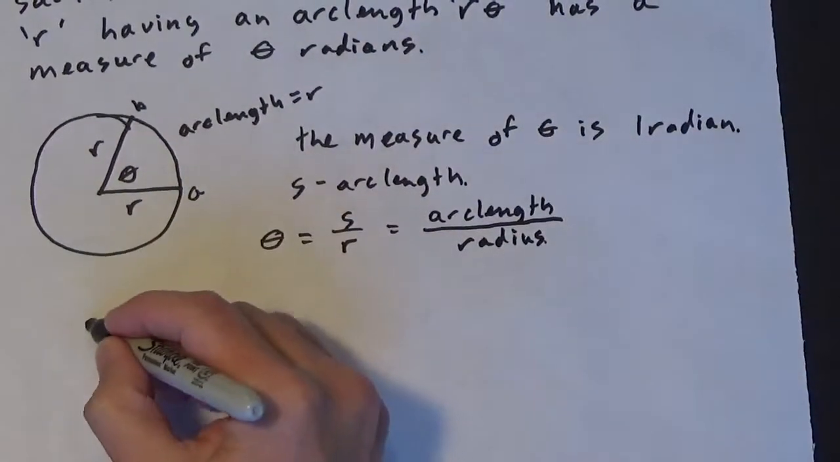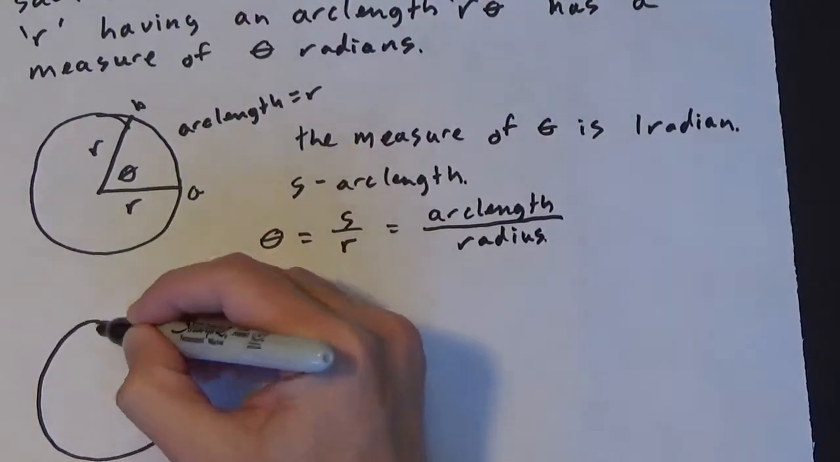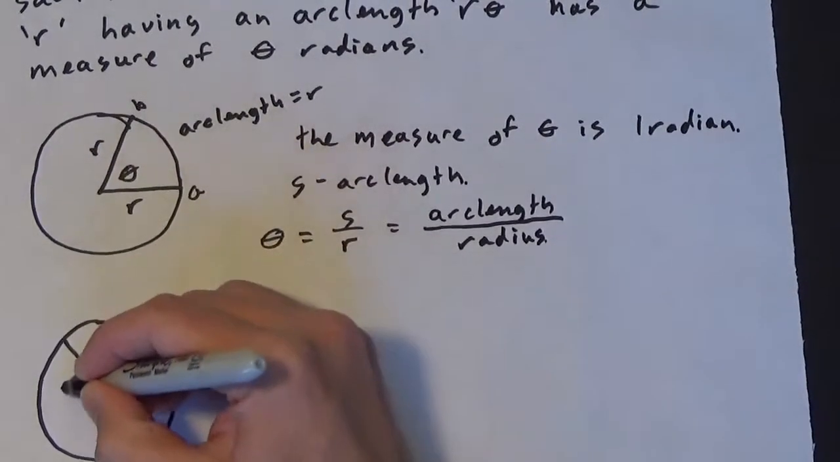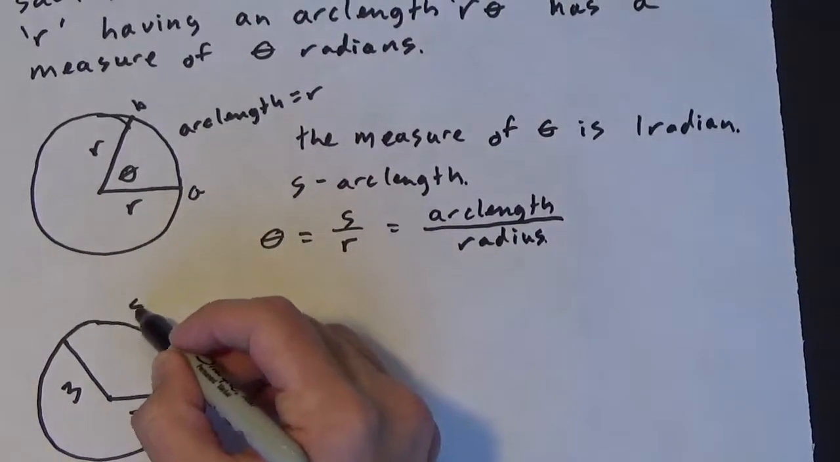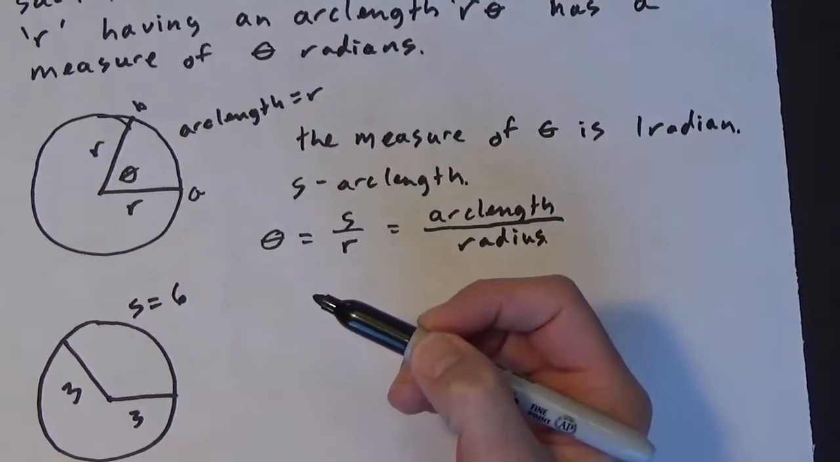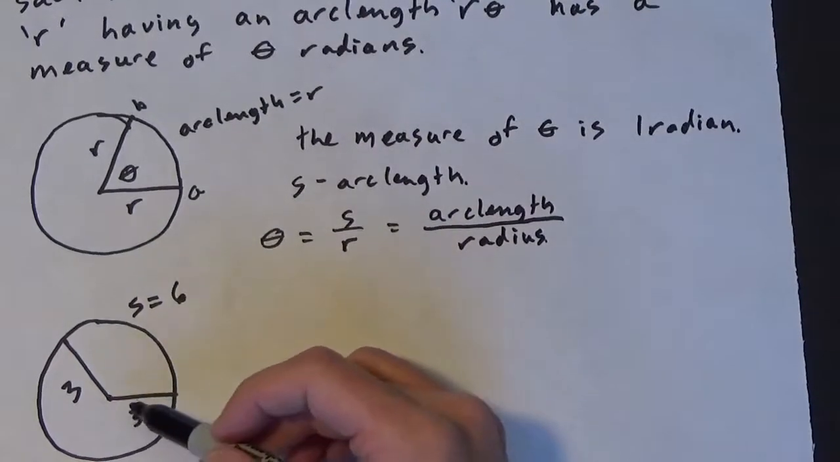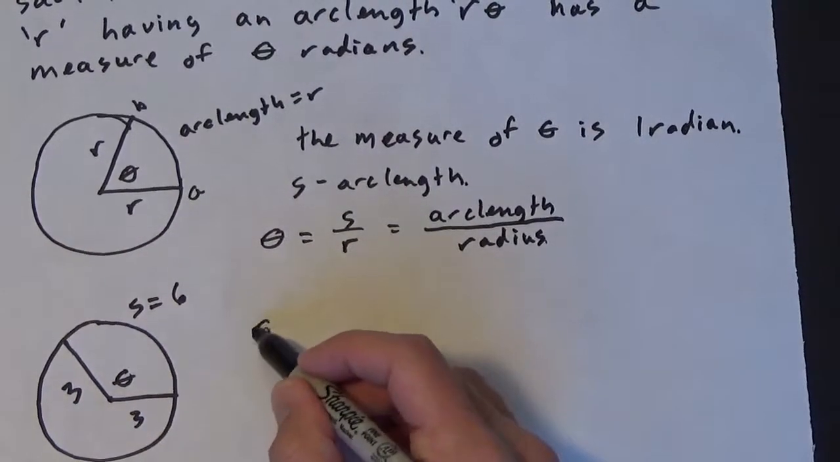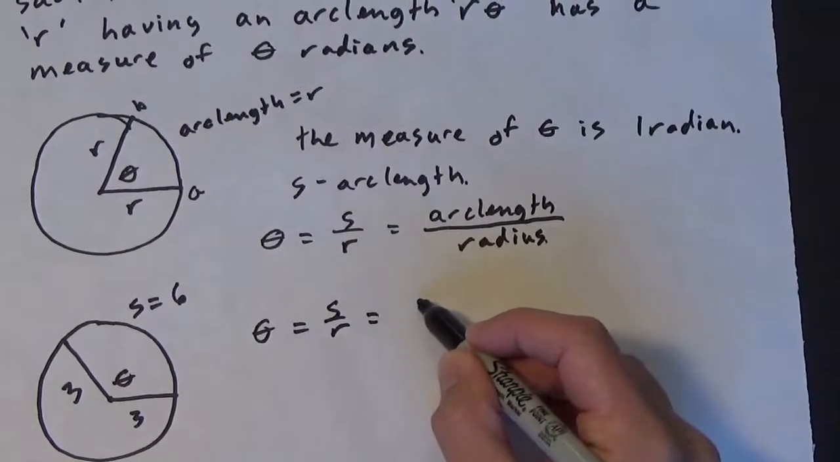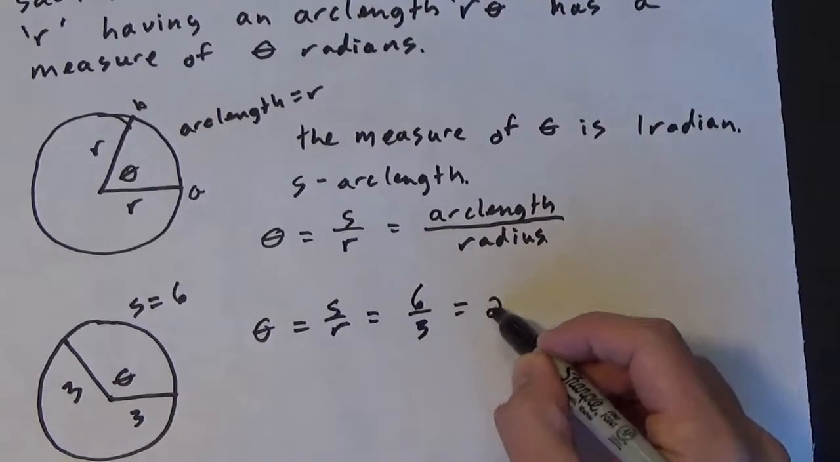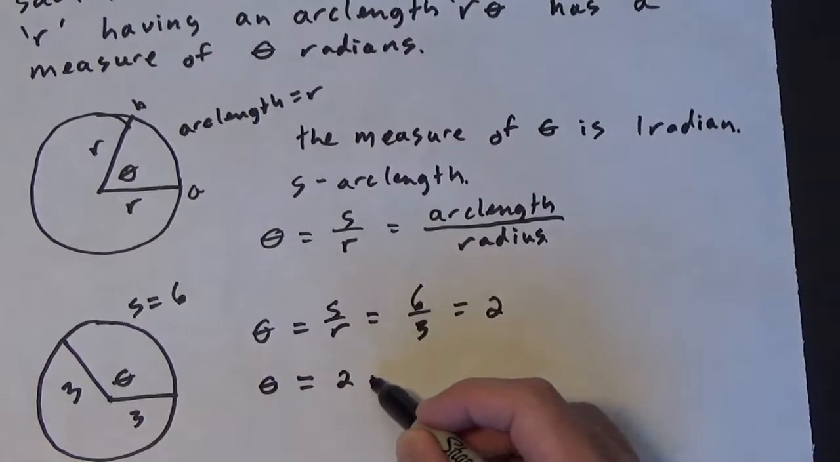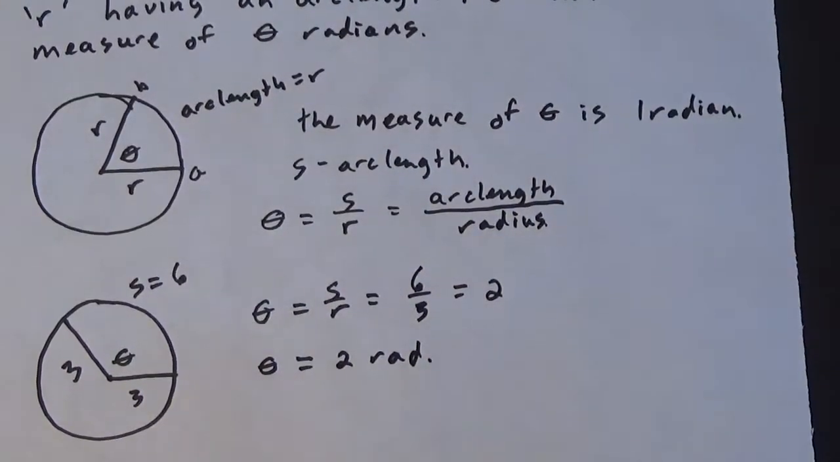So let's look at another example here. I have my circle. It has a radius of 3, so that's 3 and this 3. And let's say this arc length is 6. All right, so if the radius is 3 and the arc length is 6, this is theta right here, that means theta, which is S over r, is 6 over 3, which is 2. So in this case, theta is 2 radians. And you can abbreviate radians using rad.